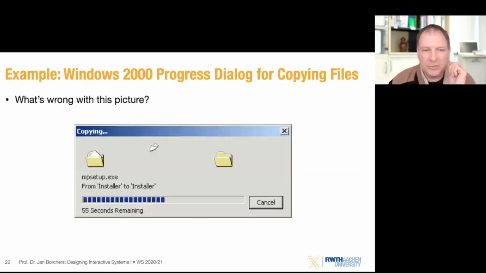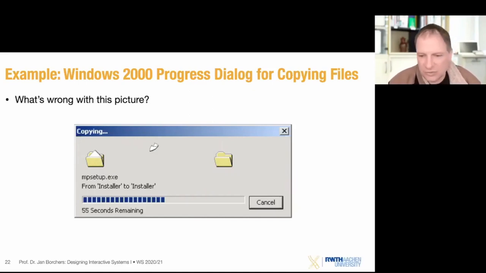But I want to show you an example from a Windows dialogue, Windows 2000, this is long ago, that was there for copying files. And there are so many things wrong with this dialogue. I don't even know where to start. The first thing is, okay, it's telling me that it's copying. That's good. But from where am I copying to where? From installer to installer. That's super useful, right? That doesn't tell me which way I'm copying it. I can't even verify whether I'm copying correctly from my USB stick to my hard drive, or whether I made a mistake and I'm copying the other way around.